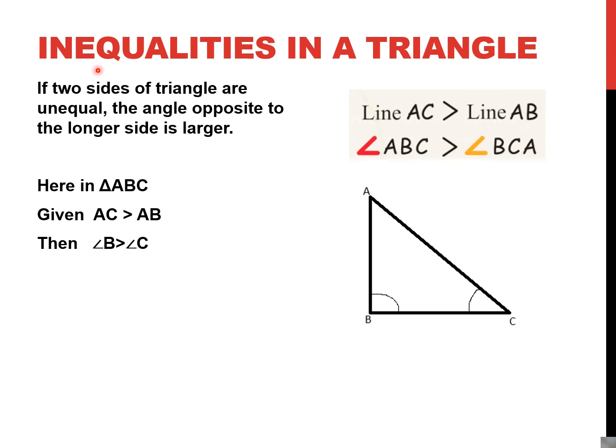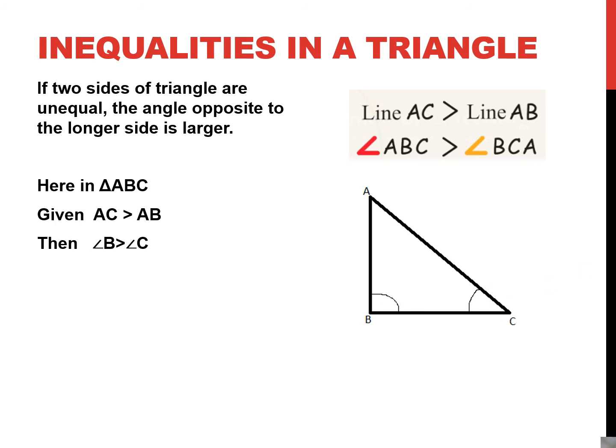Now we are coming to the next thing, inequalities in a triangle, right? So this is the first one. If two sides of a triangle are unequal, the angle opposite to the longer side is larger. Now if we have this triangle ABC and we are given that AC is greater than AB, right? So which angle is opposite to side AC? Angle B, right? So angle B is greater than angle C.